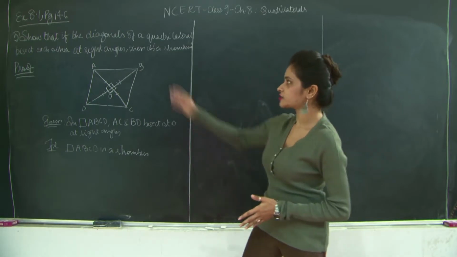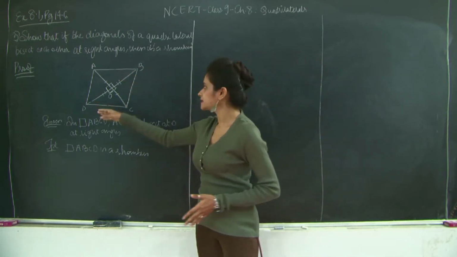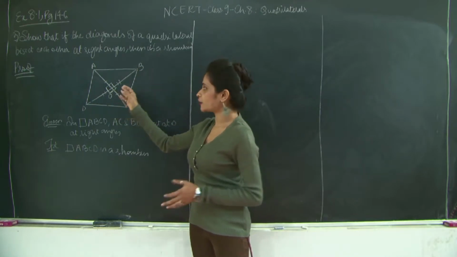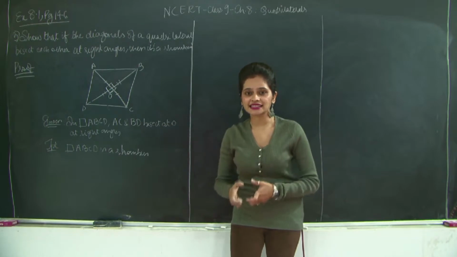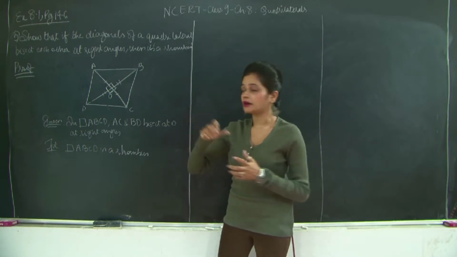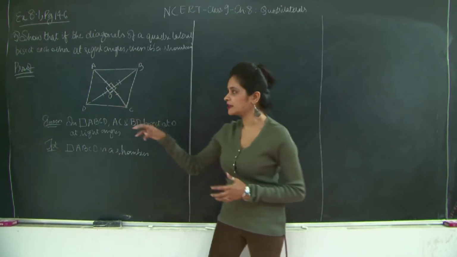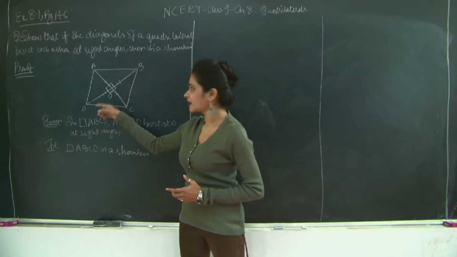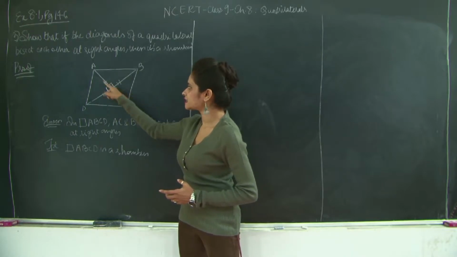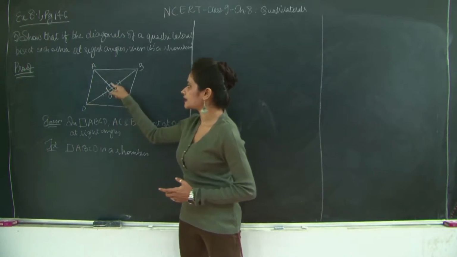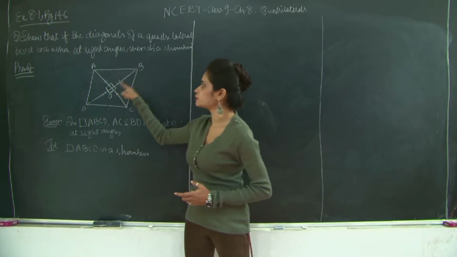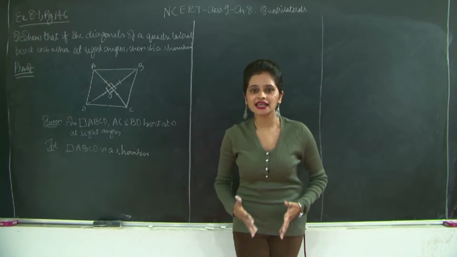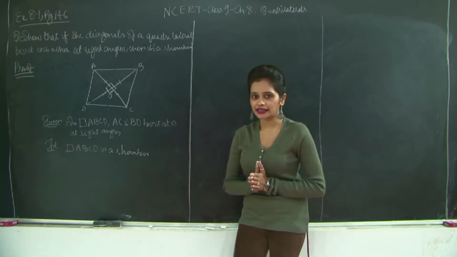So what I have done is drawn my quadrilateral ABCD such that diagonals AC and BD intersect at point O. So they are not just intersecting, but they are getting bisected at point O at perpendicular angles, which means OA is equal to OC and OB is equal to OD, as well as each of these angles at the center, that is angle AOD is equal to angle DOC is equal to angle COB is equal to angle BOA, which is 90 degrees, because the diagonals are getting bisected at O at perpendicular angles.